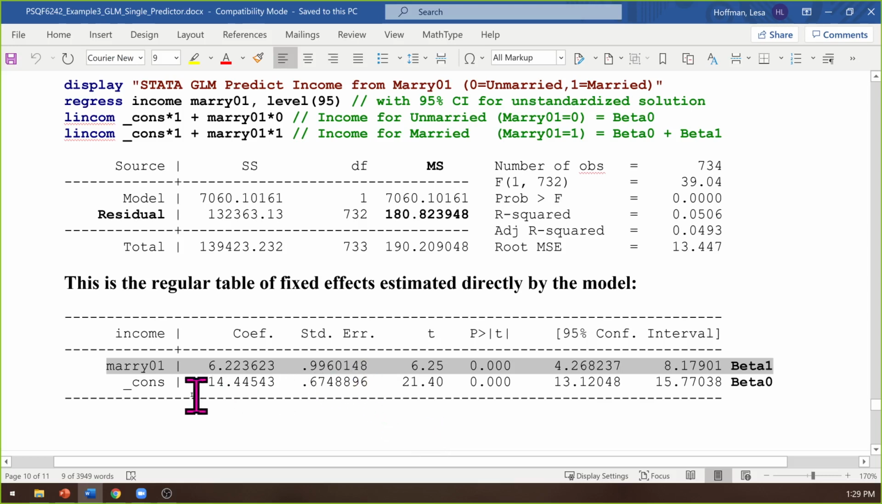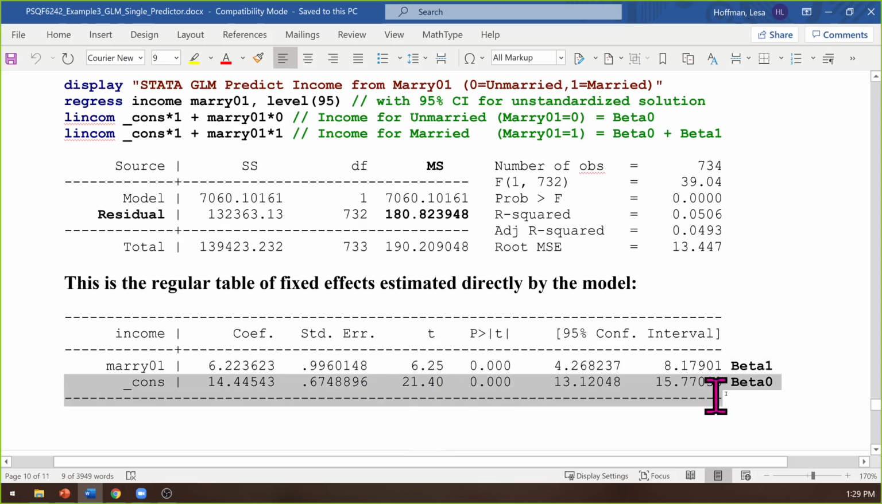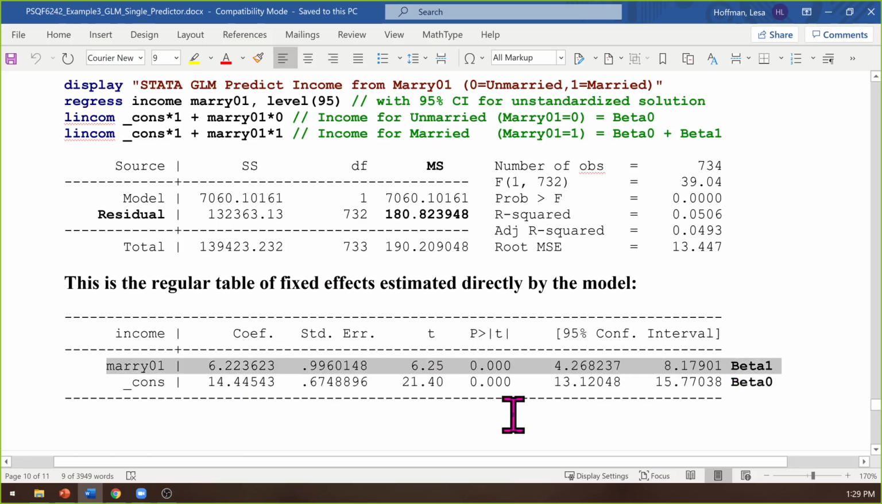So putting it all together, the mean for the 0 group, which is unmarried in this context, people who are unmarried in this sample are predicted to make $14.4 thousand a year. If you are married, so relative to the 0 group, the 1 group is higher or lower? What do you think? Relative to the 0 group, is the model telling me that the group coded 1 is higher or lower in their outcome mean?